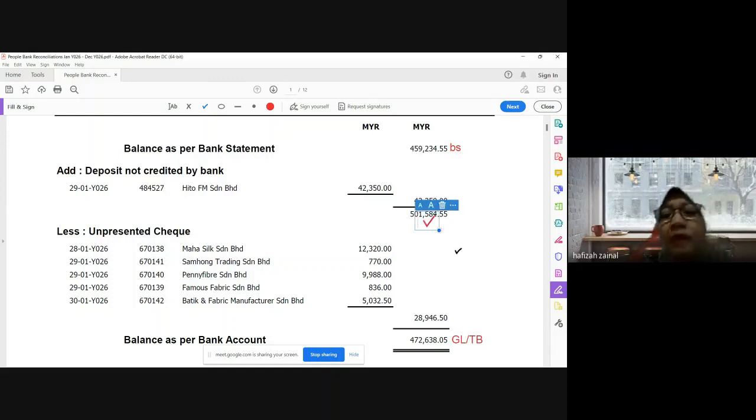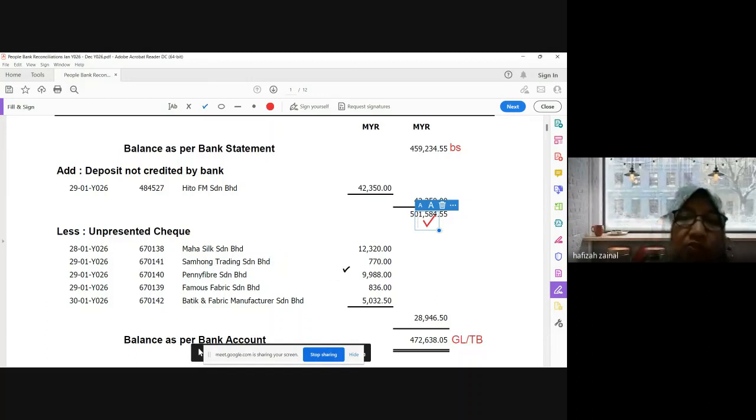And then you do another casting for the unpresented check. Unpresented check is whereby you have issued a check but the check has not been cleared by the bank. That's why you should minus the amount of the check from the bank statement, because if it's cleared, that means the bank will reduce the money. So that's why you minus all the unpresented checks.